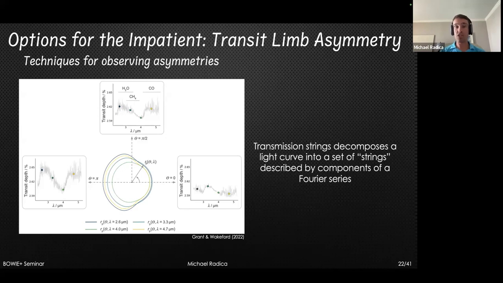The idea behind transmission strings ultimately is that you can fit your transit light curve using a Fourier series decomposition, which allows you to map the radial extent and radial shape of the atmosphere as a function of wavelength. And so in this little middle panel here on the screen, you can see the effect of this on some simulated data, where you see a hotter, puffier, what I'm going to assume is the evening hemisphere, and a colder, smaller morning hemisphere, which can potentially pop out through transmission string fits.